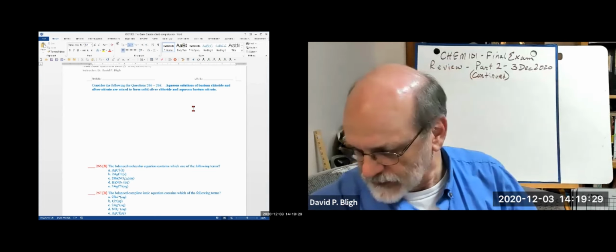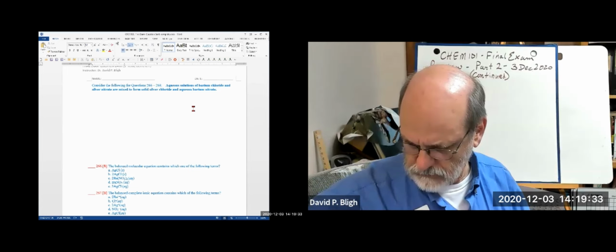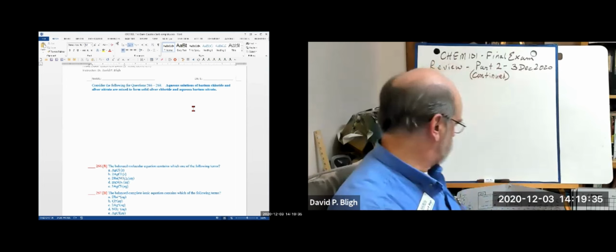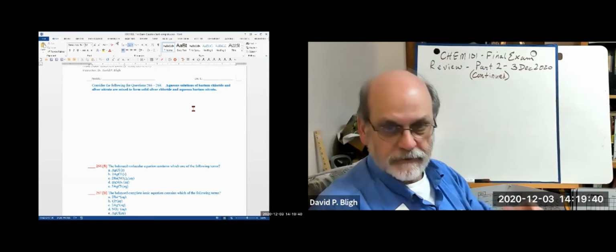So let's see, I'm going to pick a different color now. Let me see if black works. My brown's starting to get a little sketchy.